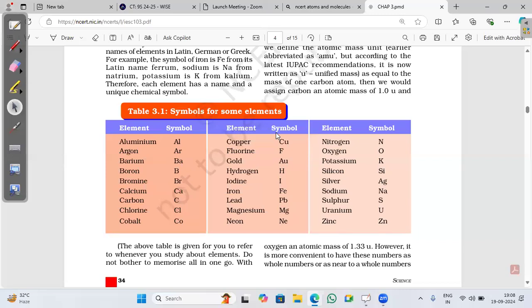Most of the non-metals are diatomic. In the metals, they are monoatomic, whereas a few of the non-metals are triatomic. Some of them are octatomic, like phosphorus. Phosphorus exists as four atoms bonded together, that is P4. Sulfur exists as eight atoms bonded together, that is S8.